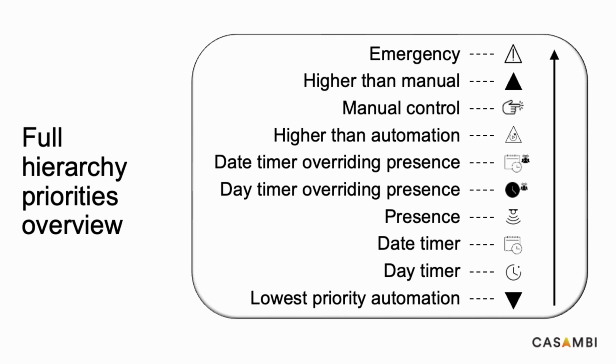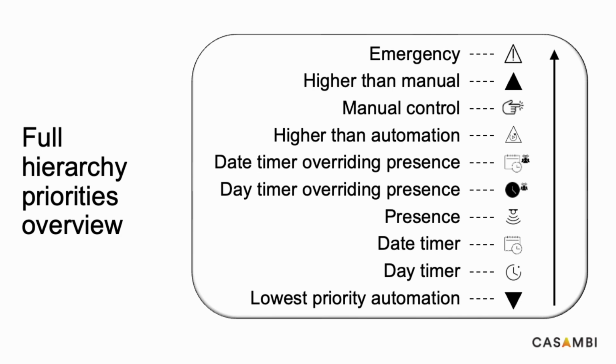But now this is the full hierarchy description from lowest priority to highest priority types of commands. The icons there are just for representation. They're not necessarily the standard icons that will be used in the Casambi system. But for example, if you have a scene that's triggering on a luminaire at higher than manual priority, it will have an indication, a little icon in the top right corner of the luminaire, in the same way as if it's being controlled by presence sensor or a timer.